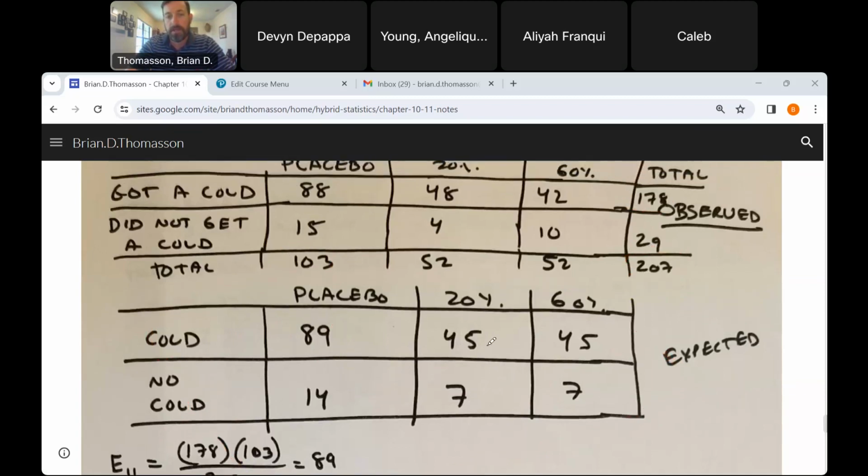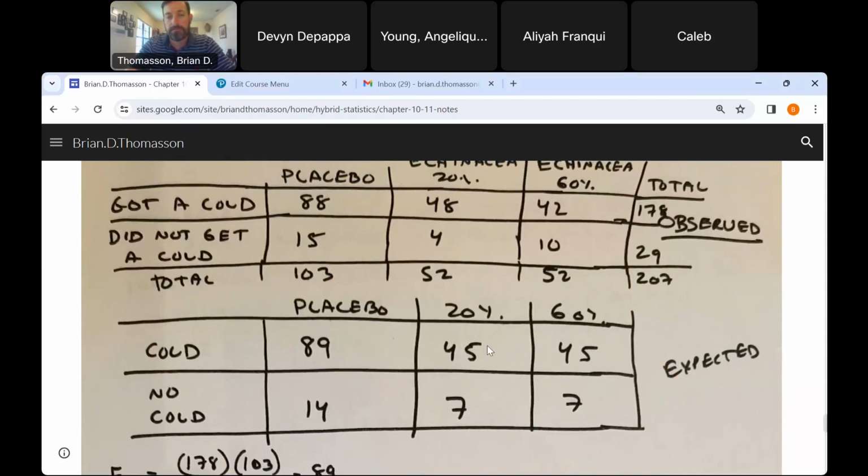Okay. Now, if we look at this, what we're saying is, okay, we're expecting numbers like this. And these expected numbers are if the drug does not work. So we assume the drug does not work at all. And we have these observed values, and we're trying to see if those are the same or different. So if we look at these two tables, we compare the numbers and say, are they the same or are they different?